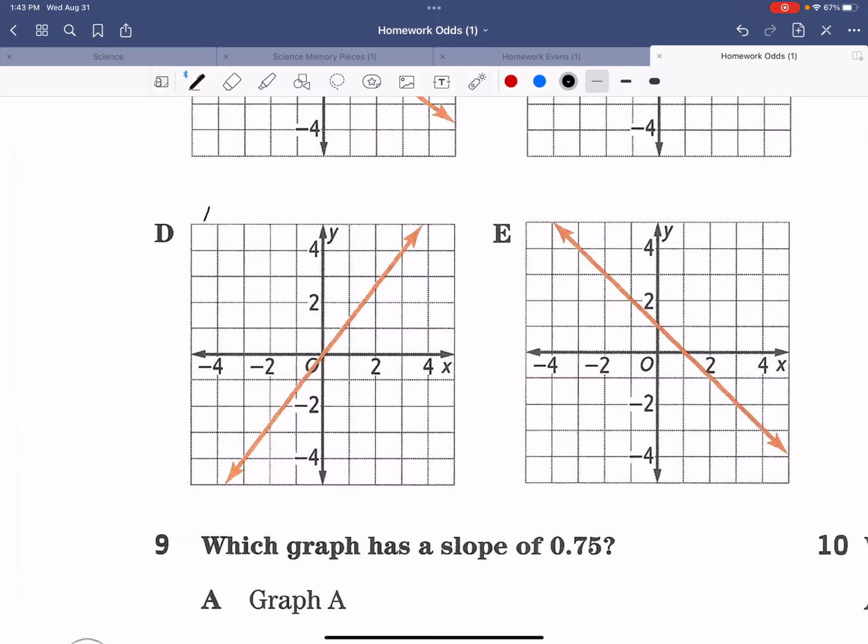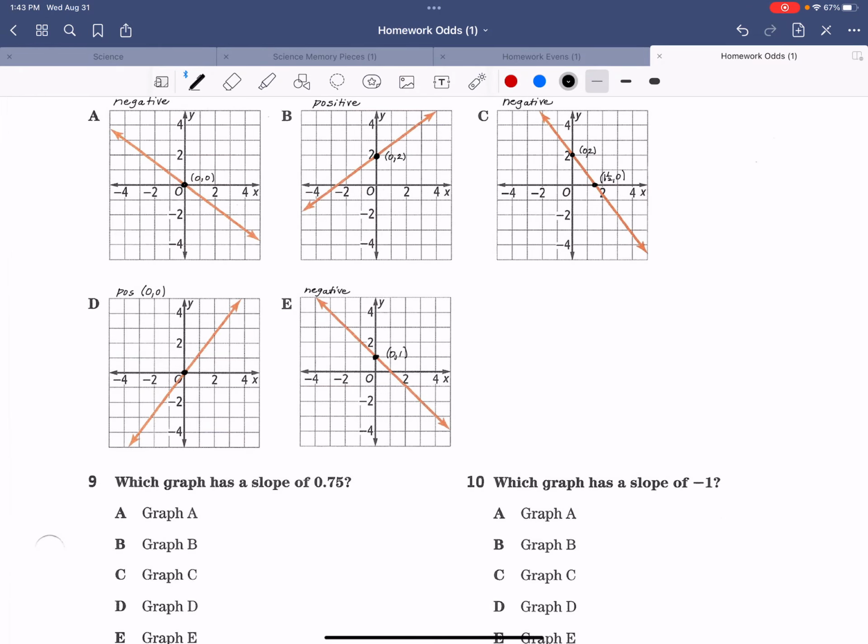This slope is positive, and the y-intercept is at 0, 0. This slope is negative, and the y-intercept is at 0, 1. So I do that just before I even look at the questions.